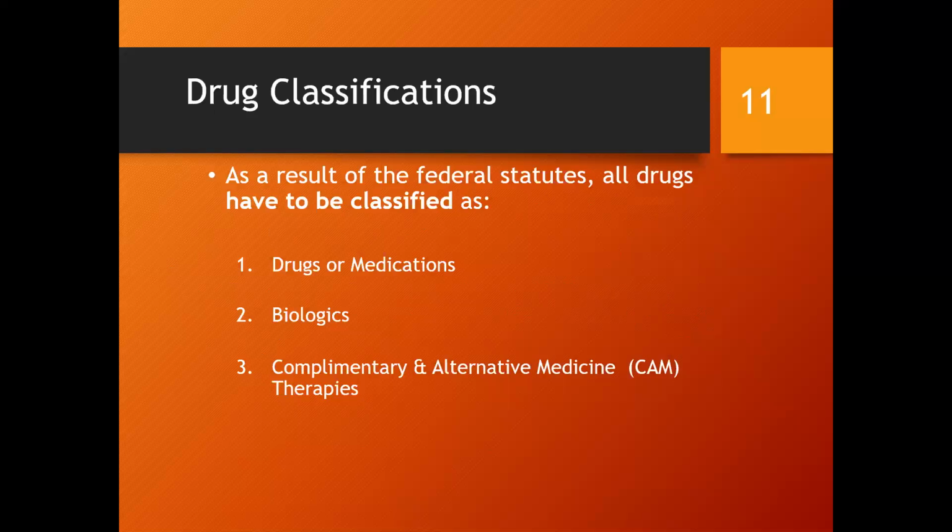Biologics are agents naturally produced in animal cells, by microorganisms, or by the body itself. Those would be like hormones, antibodies, natural blood products, vaccines, and then again the complementary and alternative medicine therapies. And those would be things like herbal medications and things like that. Okay.